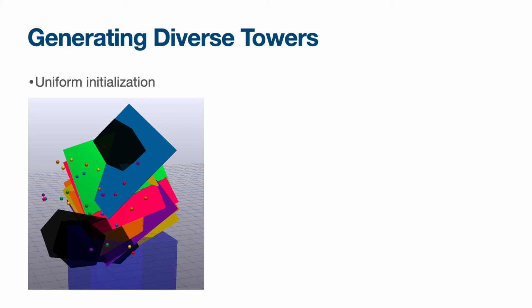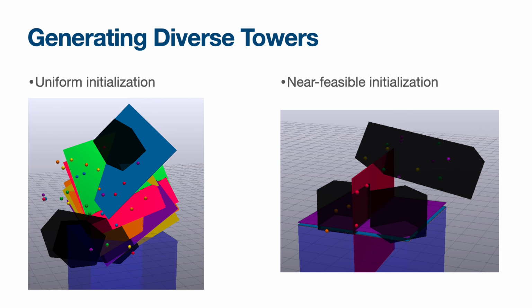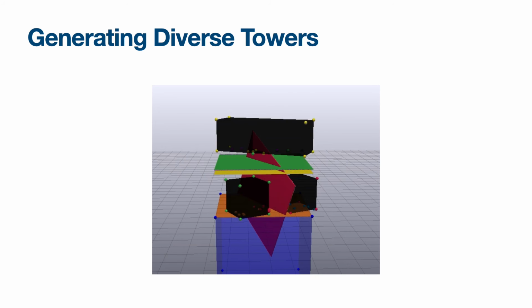We could sample initializations uniformly. However, we find that this never succeeds when there is more than one block. To scale tower generation, we instead sample from smarter distributions. Our strategies include sampling non-penetrating object poses and sampling contact points inside the polytopes. Now we show the optimization process.